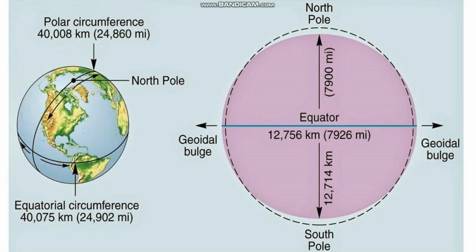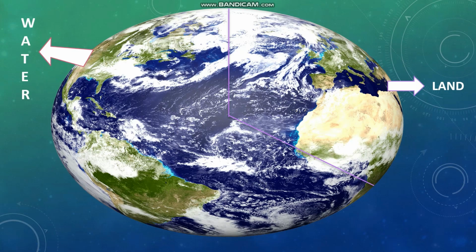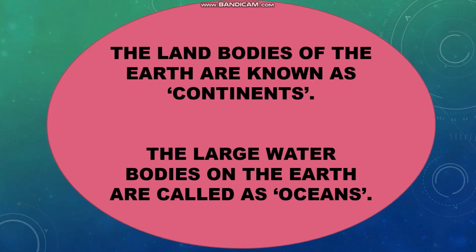Now let's move on to the land bodies and water bodies of the Earth. Already we have discussed that 70% of the surface area is covered by water and the remaining 30% is covered by land surface. The land bodies of the Earth are known as continents. The large water bodies on the Earth are called oceans. Now let's see in the map.